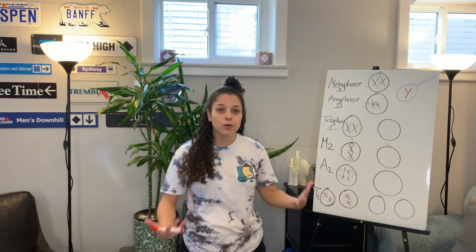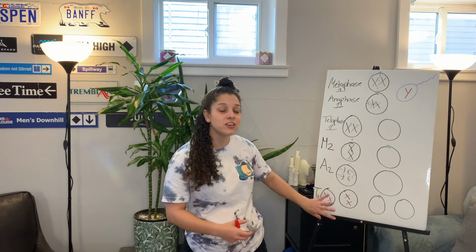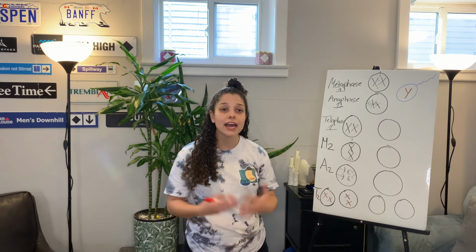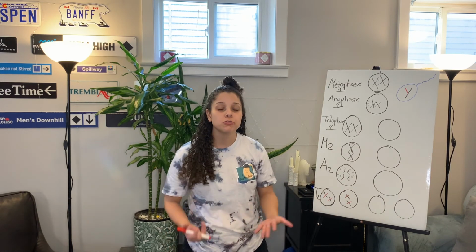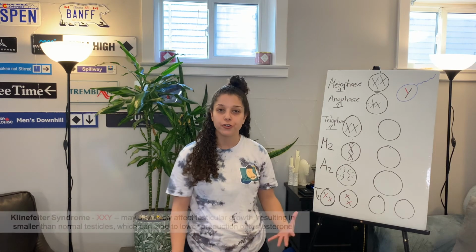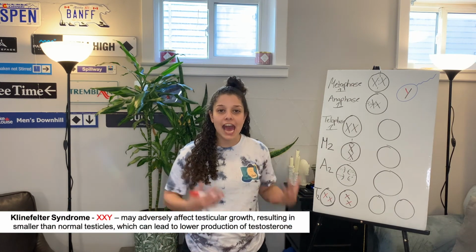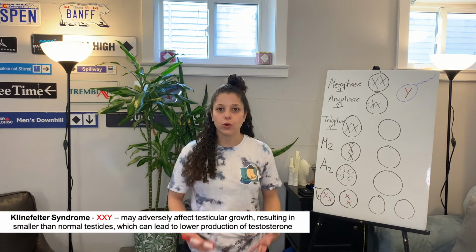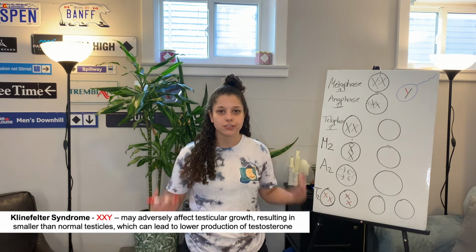So if the sperm carrying the male chromosome hits one of these female cells that contain the 2 X chromosomes, that is going to result in Klinefelter syndrome. So when you have a XXY, that is going to lead to Klinefelter syndrome.